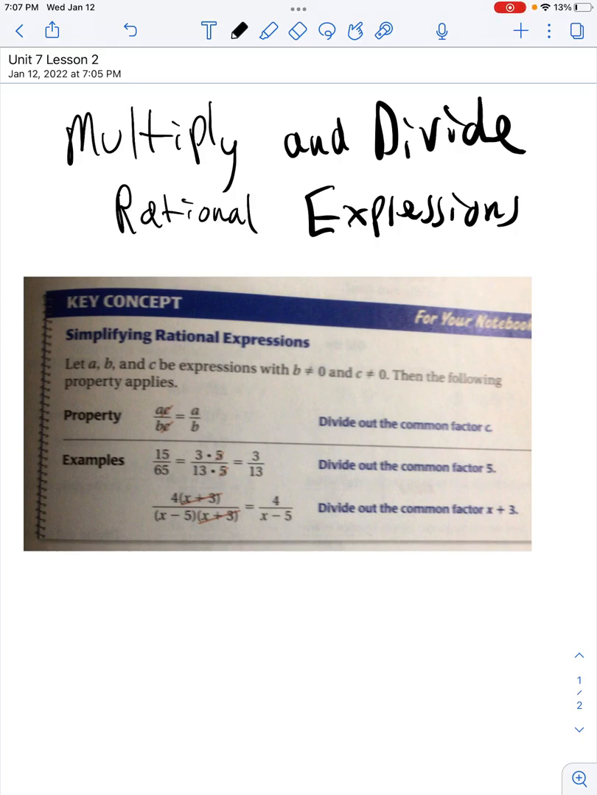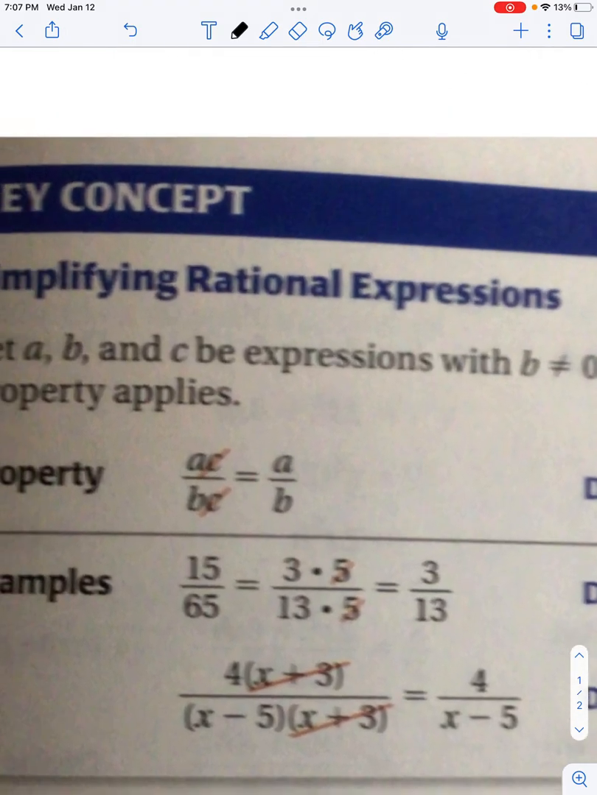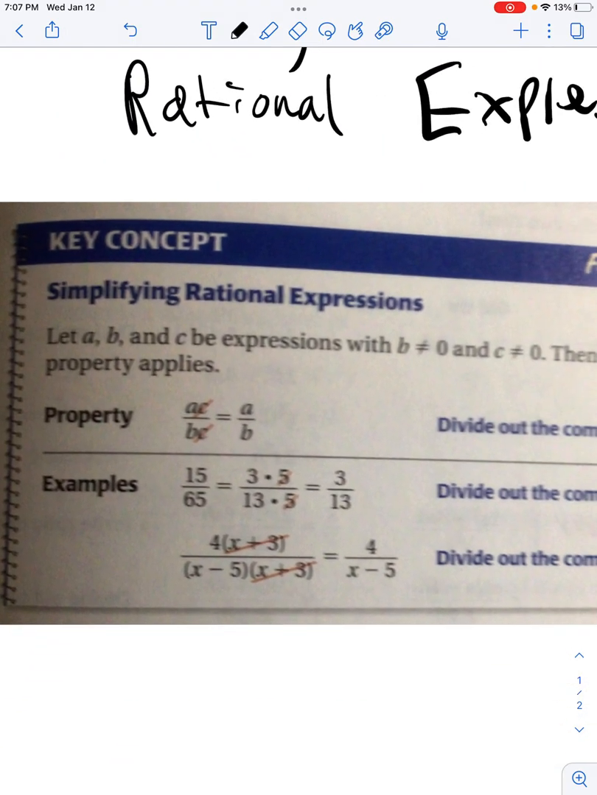All right, here we go. This is Unit 7, Lesson 2. We're going to be multiplying and dividing rational expressions. A big part of this is going to have to do with simplifying. And again, simplifying means getting rid of all the common factors.